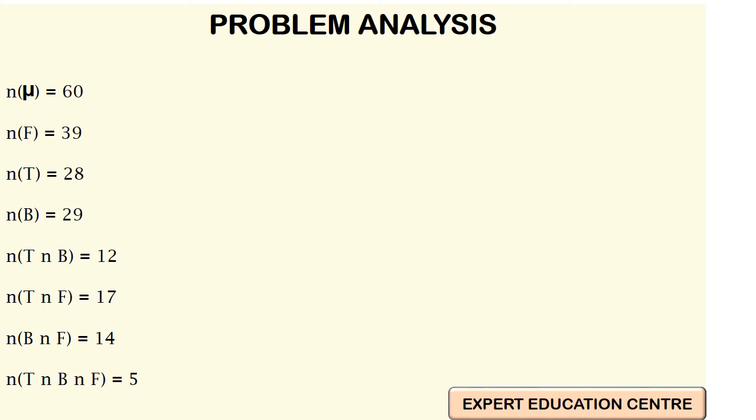Further down, the number of women that watch tennis and basketball is 12. But it is possible there could still be some of them that watch all three sporting events. Similarly, the number that watch tennis and football is 17. Basketball and football is 14. And then those that watch tennis, basketball, and football is 5.